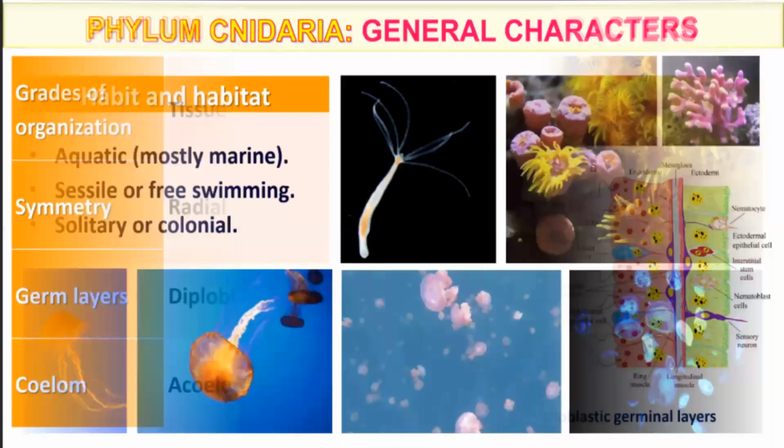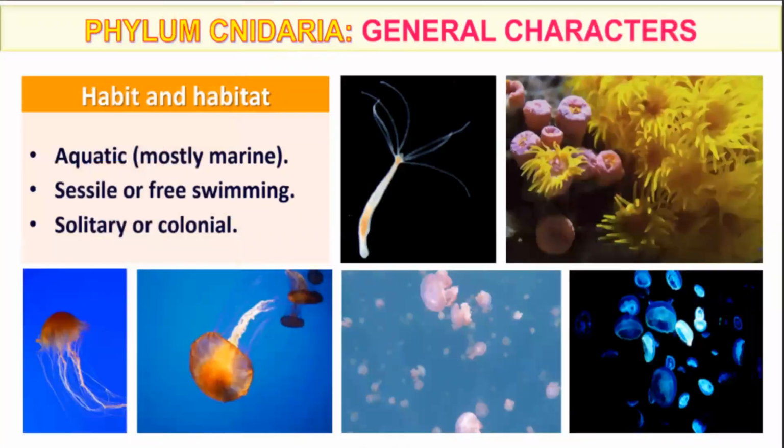Next, habitat: they are aquatic, mostly marine, sessile or free living. Sessile means free living, sedentary means attached. Solitary or colonial. What is solitary? Single. Colonial means they will be in a group. Here you can see many groups. This is single.